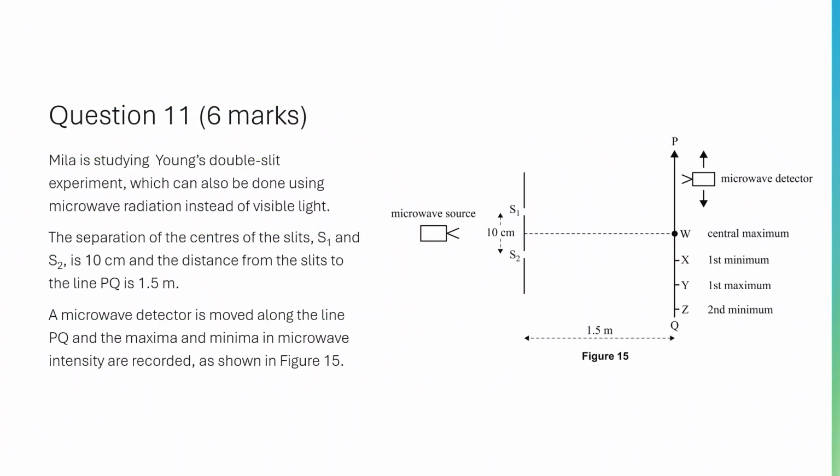Mila is studying Young's double-slit experiment, which can also be done using microwave radiation instead of visible light. The separation of the centers of the slits, S1 and S2, is 10 centimeters, and the distance from the slits to the line PQ is 1.5 m. A microwave detector is moved along the line PQ, and the maxima and minima in microwave intensity are recorded, as shown in Figure 15.